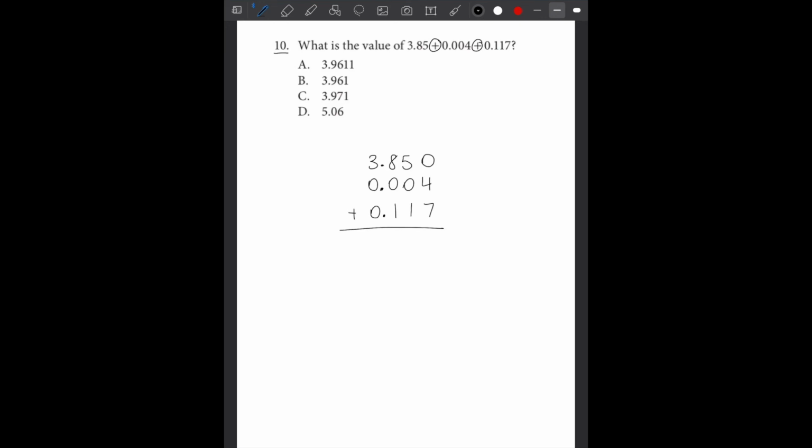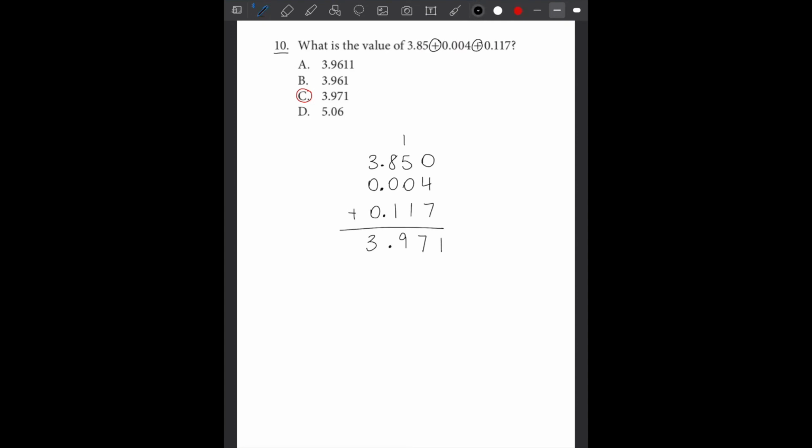Basically, we're just going to add. 0 plus 4 is 4, 4 plus 7 is 11, 1 plus 5 is 6, 6 plus 0 is 6, plus 1 is 7, 8 plus 0 is 8, 8 plus 1 is 9, 3 plus 0 plus 0 is 3. So our answer for this problem is, I don't know why I did that, 8 plus 0, 0, plus 1 is 9. So this answer would be C.